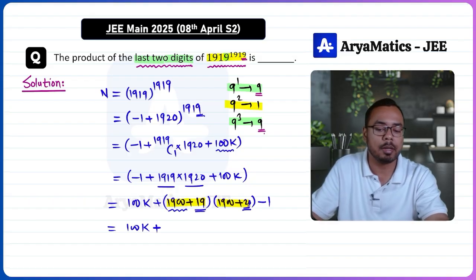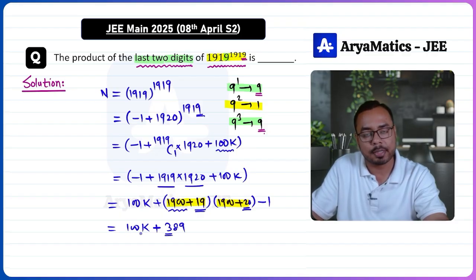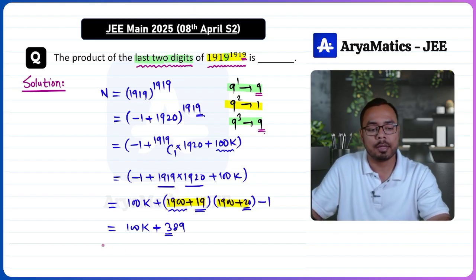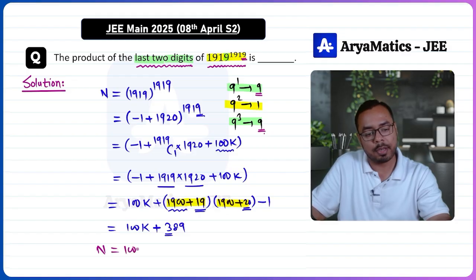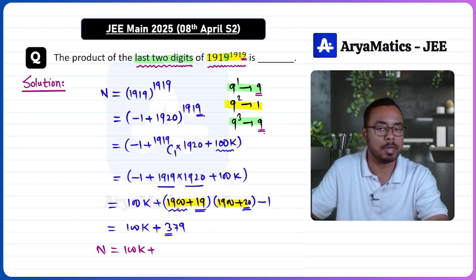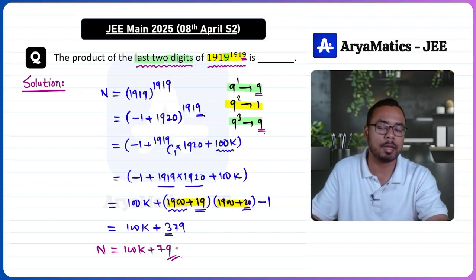19 into 20 will be 380, and 380 minus 1, so we have 379. Now again, this 300 you can adjust with 100k, so finally the number is of this form, right? Finally the number n will be some multiple of 100, and the last two digits, in fact, we'll get 80 minus 1, so this will be 79, right? Multiple of 100, and then 380 minus 1, so that is 379. 300 we can write with the multiple of 100. So finally this is the number: some multiple of 100 plus 79.